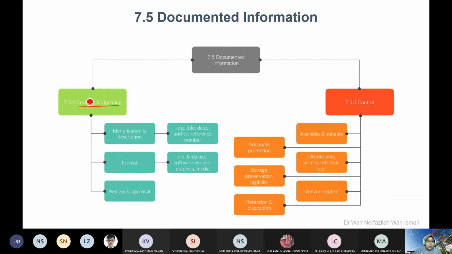Okay, create can be both records and other than records. Updating is only for other than records, because records cannot be updated. So when we talk about updating, it is only for maintaining the documented information. Creating can be for maintained documented information and retained documented information.